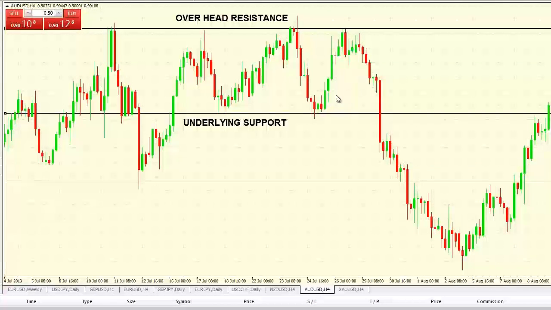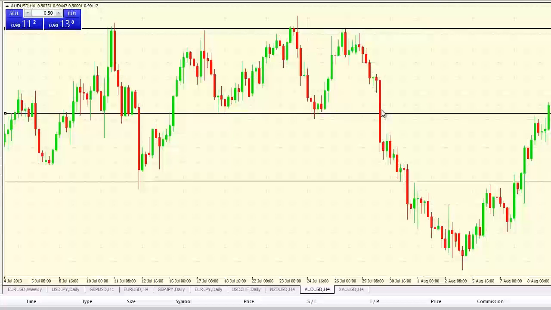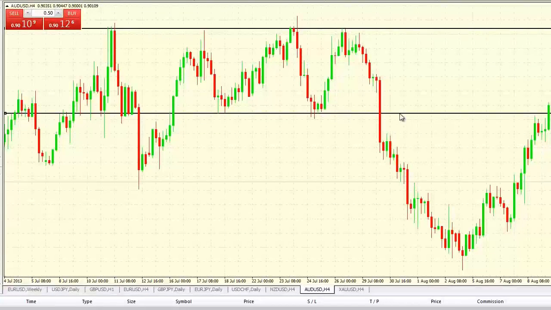Now, if you examine this area, once the price reached close to the overhead resistance, it was unable to break above it and took resistance over here. So one should consider selling the instrument or the currency pair, that is the Aussie dollar, close to these levels and try to buy them back or close their position close to the underlying support level. As you can see, at this point, the price of the Aussie dollar came close to the underlying support level and broke below it. Therefore, now this level no longer will act as the underlying support and the price will continue to trend downwards. This underlying support now becomes the overhead resistance.